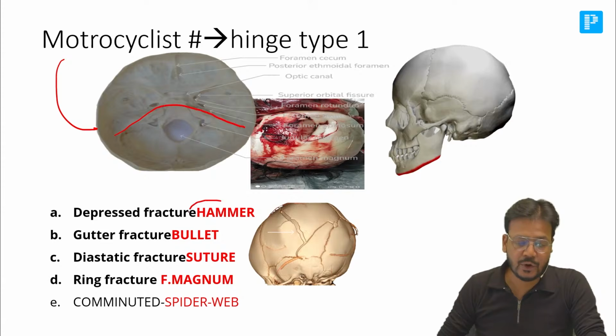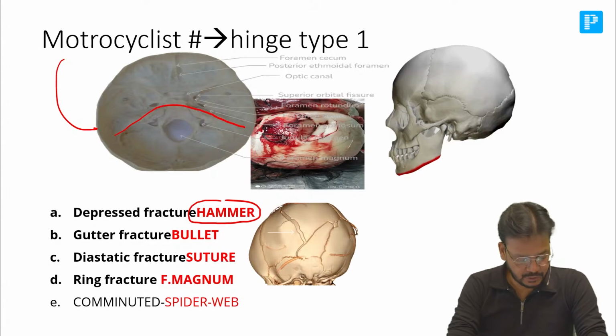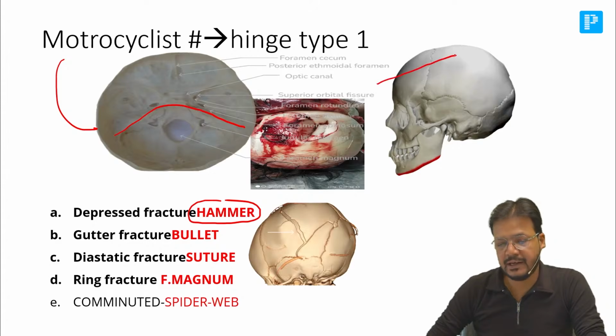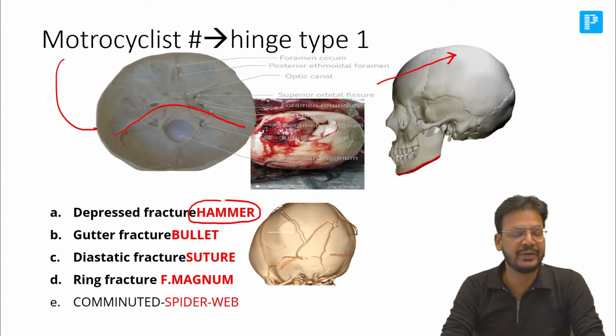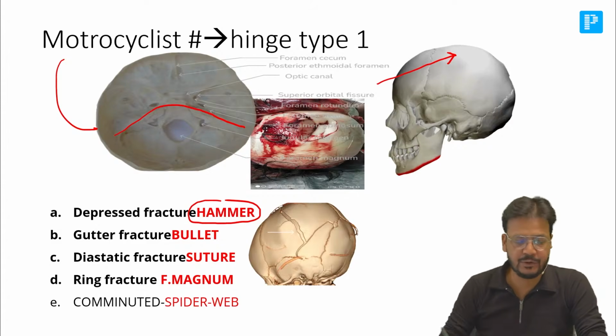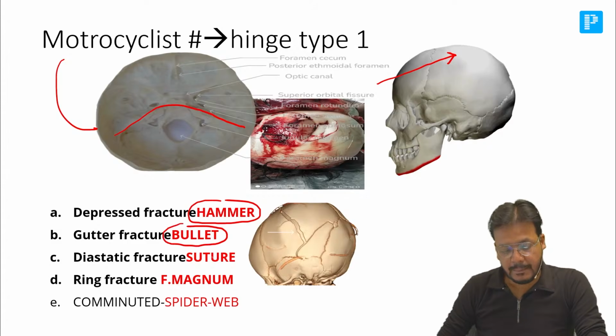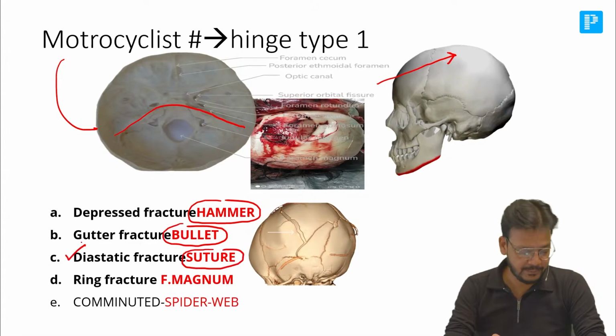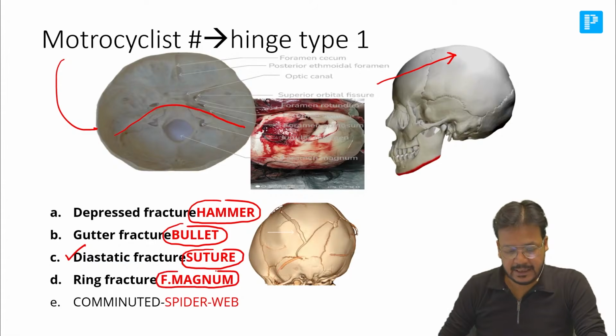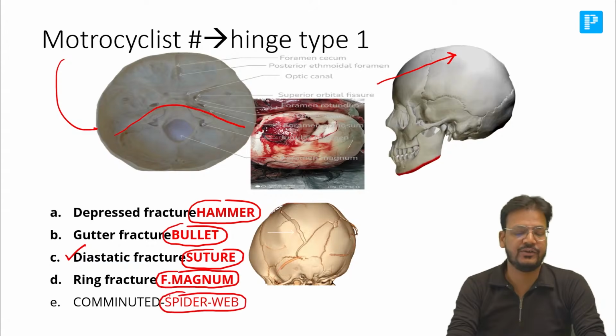Depressed fracture is caused by hammer. Gutter fracture, see, if this is an oblique bullet, it is touching and going, it is a gutter fracture. So tangential bullet or oblique bullet produces gutter fracture. Very important: if there is a suture separation, it is a diastatic fracture. Very important one: fractures surrounding the foramen magnum, it is a ring fracture, and comminuted fracture is also known as spider web fracture. So these are 5 important MCQs you can get in your exam.